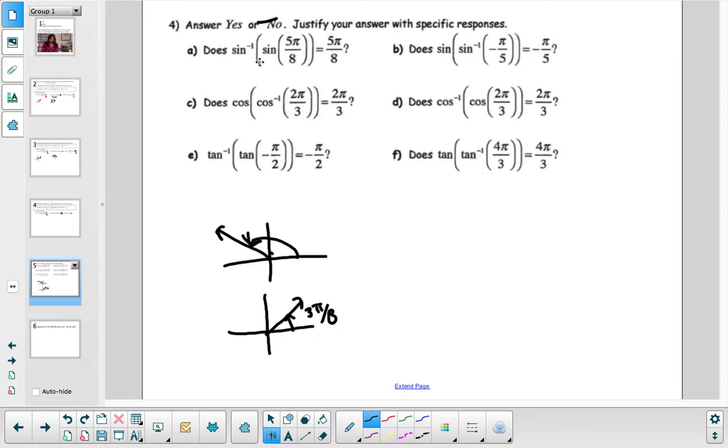So does the inverse sine of 5 pi over 8 equal 5 pi over 8? No. It equals 3 pi over 8 because it's landing in a different position. Inverse trig functions have restricted ranges, so it's going to be giving us an angle between -pi over 2 and pi over 2. With questions like this, you just have to find the angle that corresponds to the same y value, but is within quadrant 4 and 1. Other than that, those are the tricks that you need to look for.